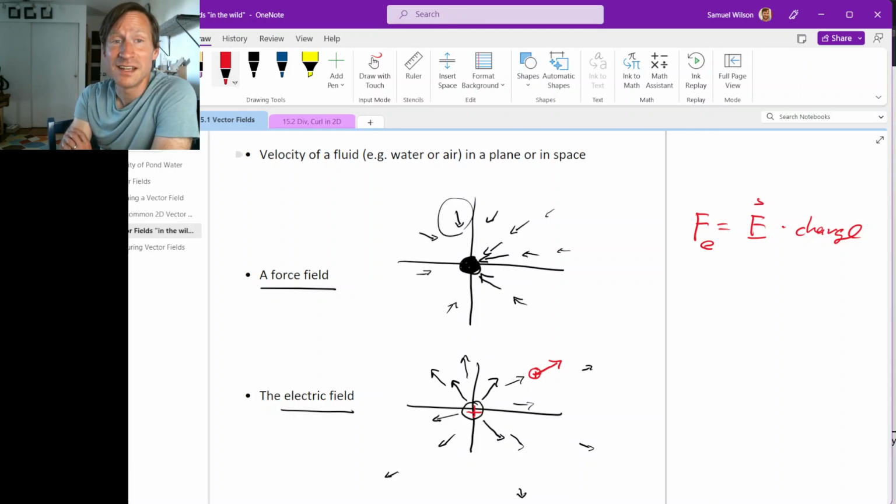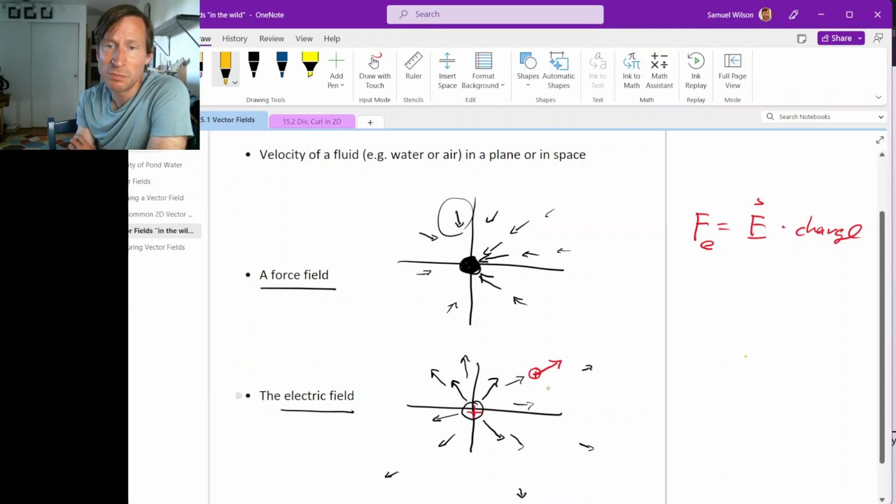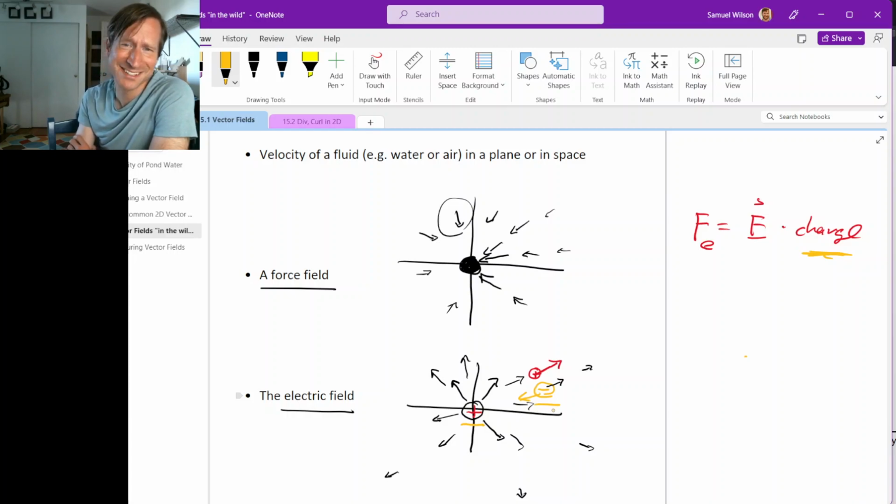On the other hand, if we put a negatively charged particle at some spot, well, the electric field itself is pointing away from the origin in this situation, but because we're multiplying it by a negative charge, that means that the force that this particle experiences is actually pointing towards the origin instead of away from it, which is why opposites attract in electromagnetism.